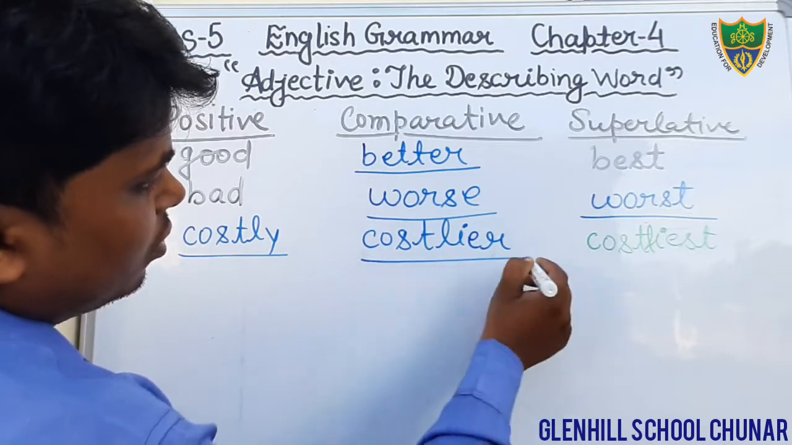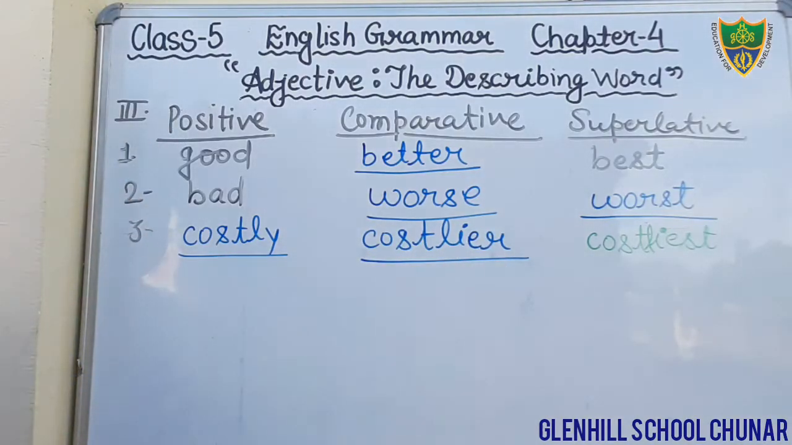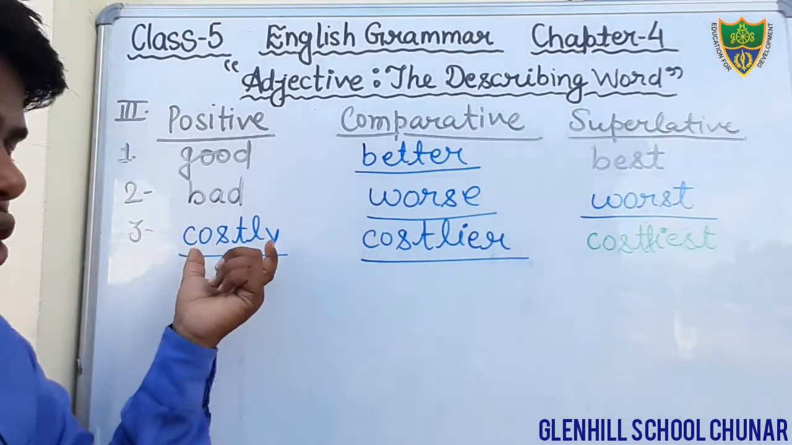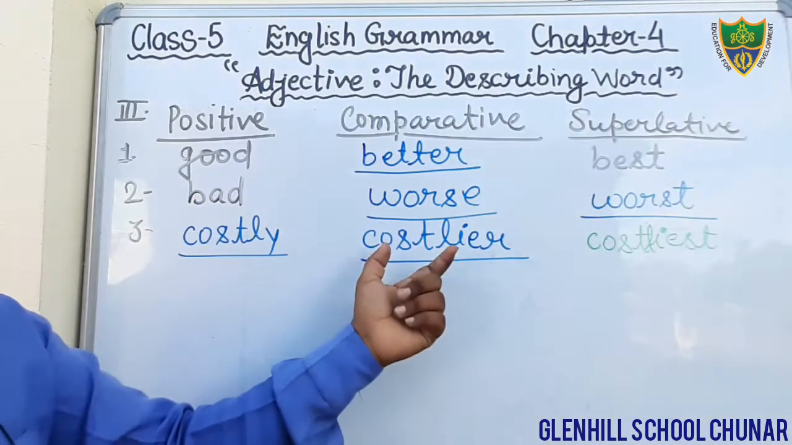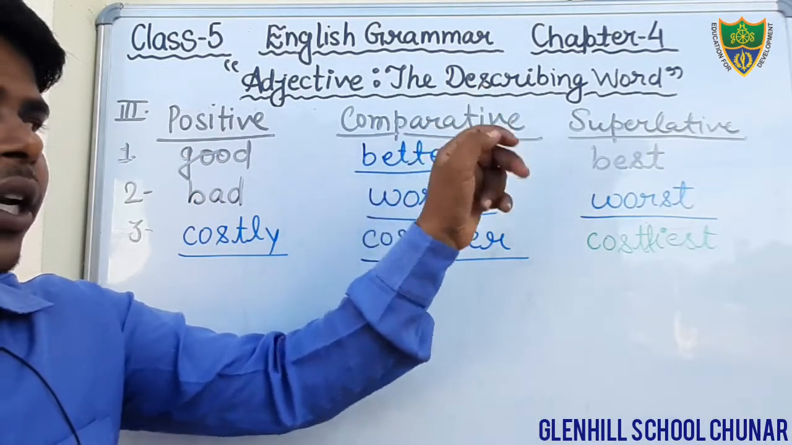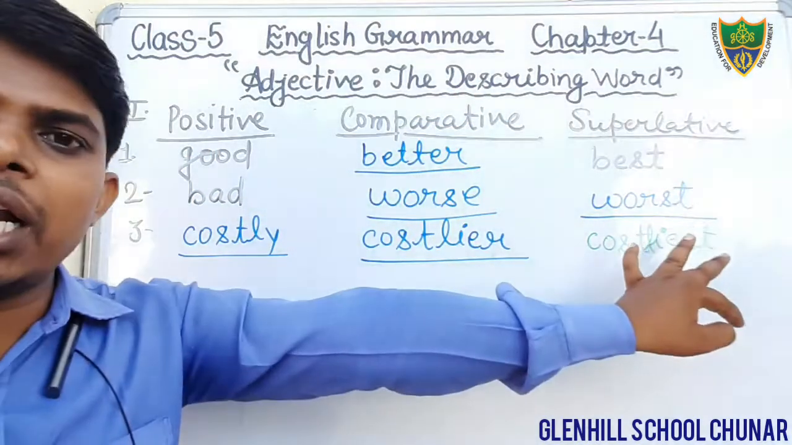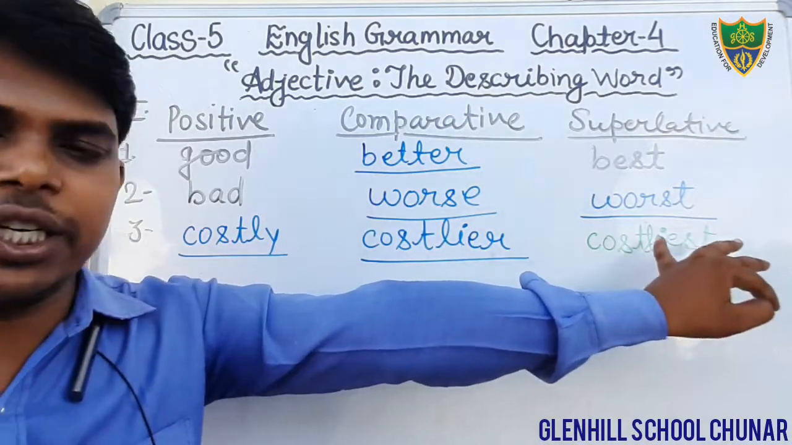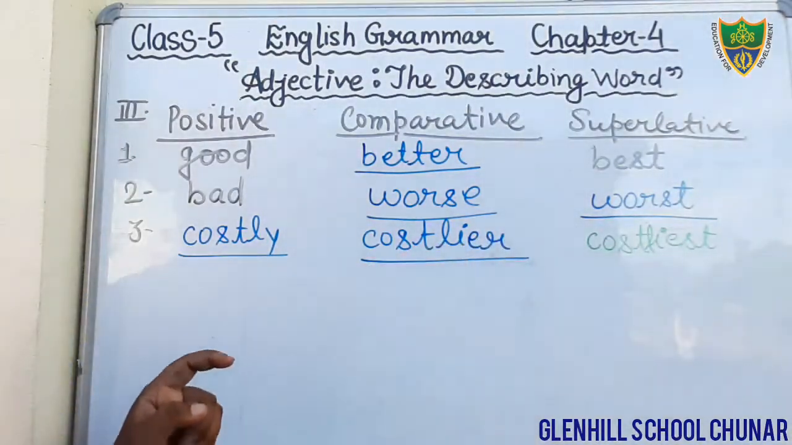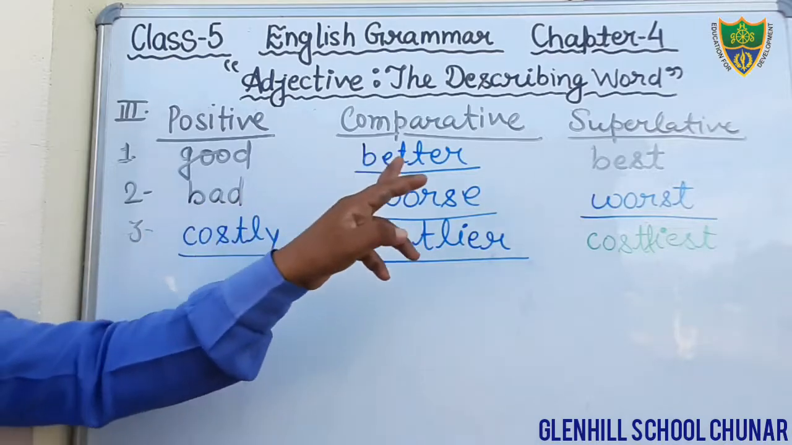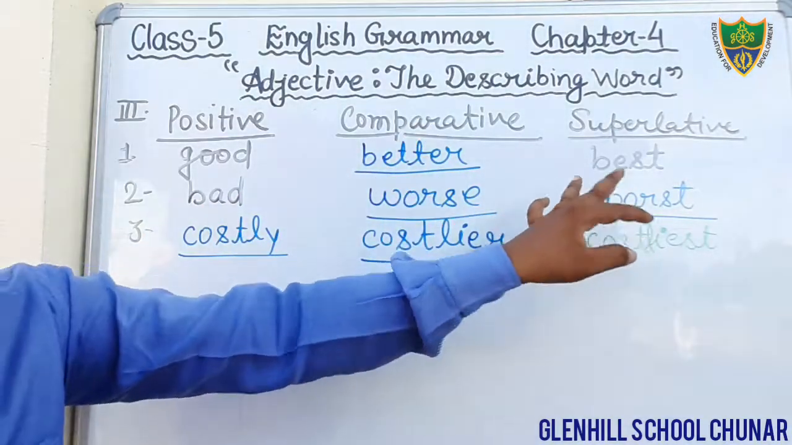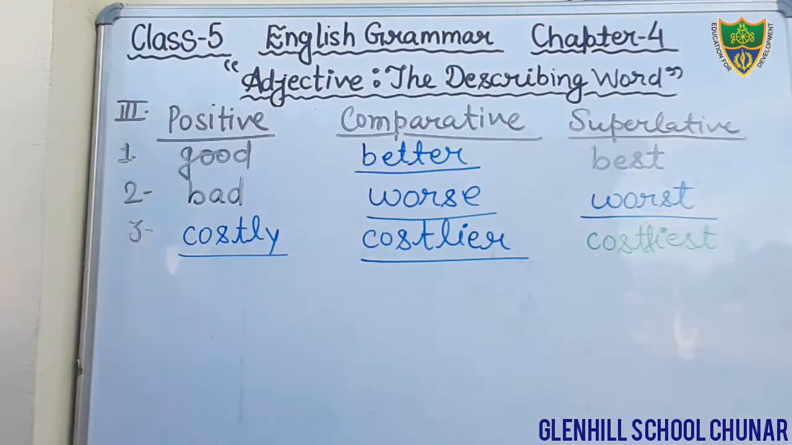Okay, costlier. In question number 3, students, you will fill the word costly, that is the positive degree, and costlier, that is the comparative degree, and the superlative degree is already given in your book, that is costliest. Okay, so the thing which I am writing with the blue pen, that you will fill in your book. Next question, question number 4.